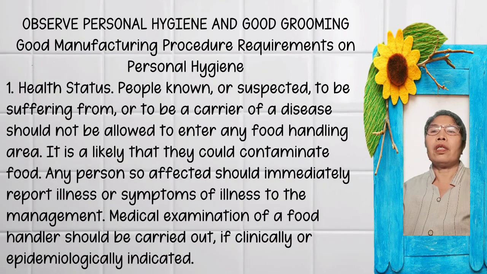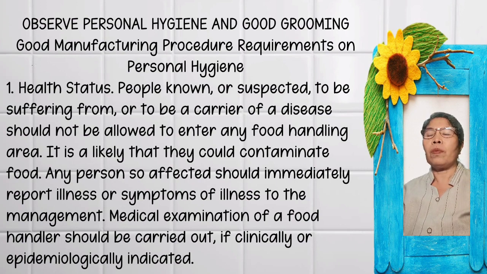Observe personal hygiene and good grooming. Good manufacturing procedure requirements on personal hygiene. Number 1, health status. People known or suspected to be suffering from or to be carriers of disease should not be allowed to enter any food handling area. It is likely that they could contaminate food. Any person so affected should immediately report illness or symptoms of illness to the management.